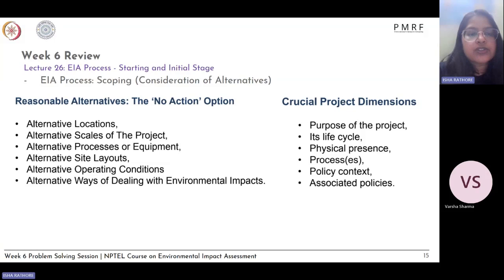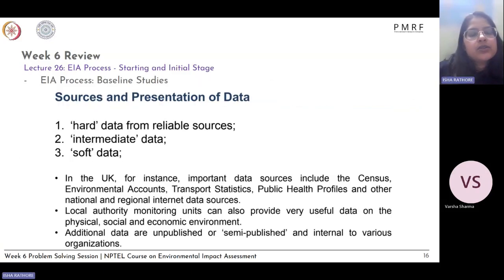If there is no alternative available, then you need to either change locations or look at alternative scales of the project, alternative processes, equipment, site layouts, operating conditions, and alternative ways of dealing with environmental impacts. So these are the no action, mitigation measures, or alternatives for your impacts. Okay. Then we have the baseline study, from which we derive our data and consider the project's impact.